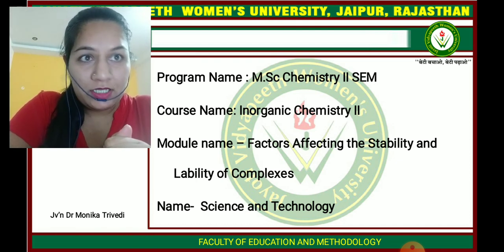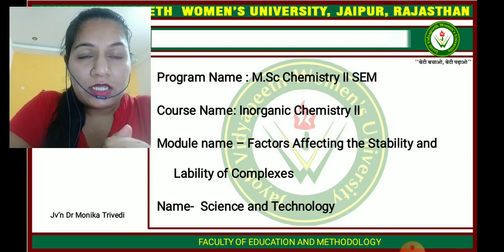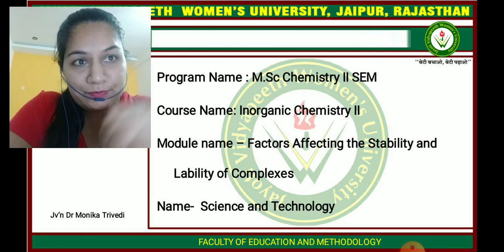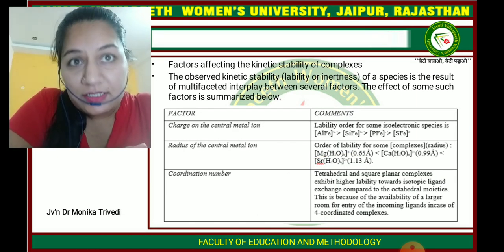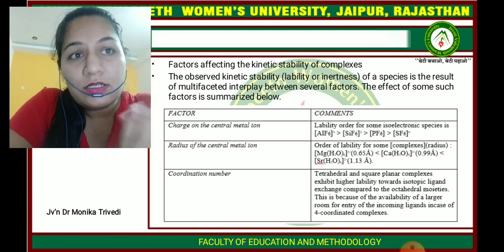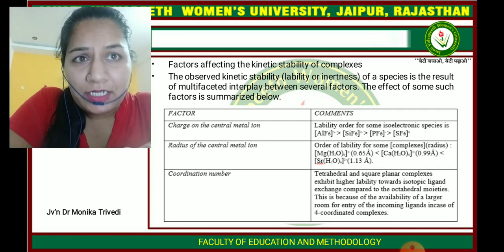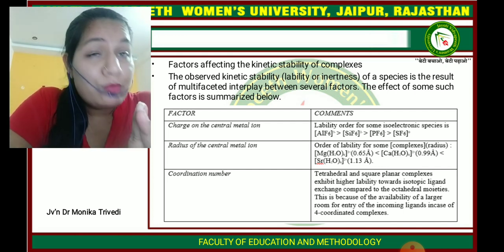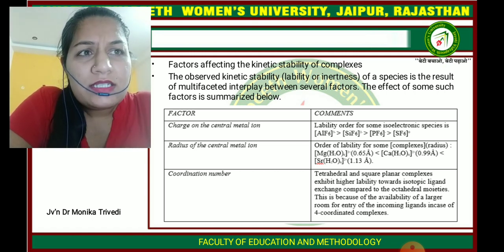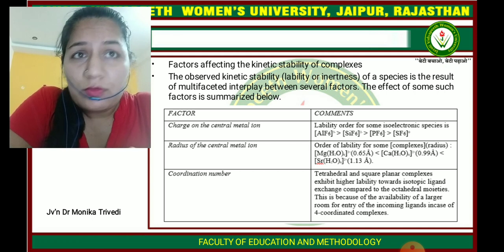Today's topic is the factors affecting the stability and lability of complexes. This topic belongs to Inorganic Chemistry, M.Sc. Chemistry 2nd semester. There are some factors which affect the stability of the complexes, like the charge on the central metal ion, the radius of the central metal ion, the coordination number, and the type of ligands. So these are some factors which affect the stability of the complexes.